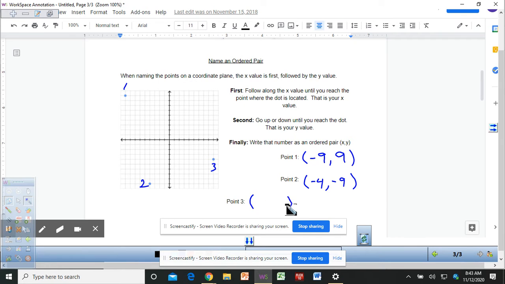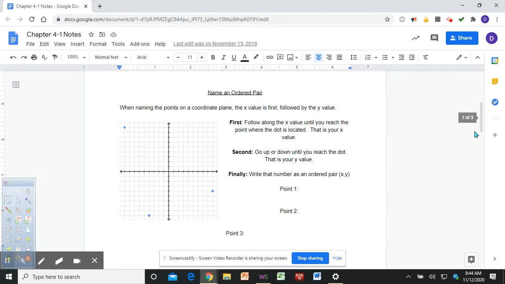Same thing for point 3. So we're going to count how many spots we go over. We go 9 spots to the right. So that's why it's a positive 9 now, because these are all positive numbers. These are all negative numbers on the y-axis. And then we're going to go down 1, 2, 3, 4 spots, giving me -4. And that's how you graph coordinates.